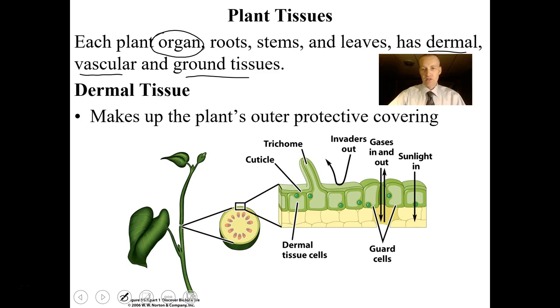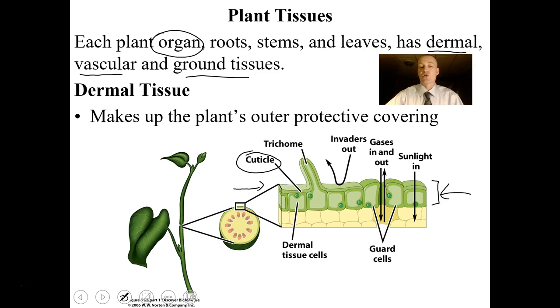And you can see a little graphic down here of dermal tissue. And in this particular graphic, there is a single row of cells making up the dermal tissue. And these cells are very specialized to protect the outer covering of fruits and stems and leaves. And they have a cuticle. This is a waxy layer that does the same job as if you put chapstick on your lips. If your lips are drying out or getting chapped, you put wax on it and that helps to protect it and not allow drying to occur.